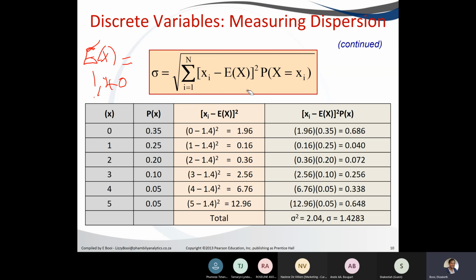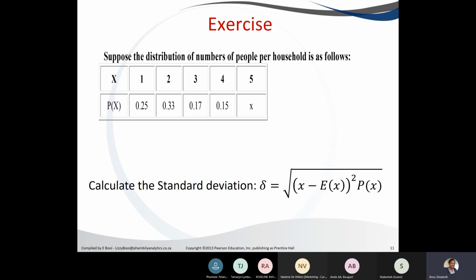Once you have all the answers, remember you are just doing what is underneath the square root, which is just the variance. We calculated the variance, which is 2.04. Once we have the variance, then we can take the square root of the variance, and that will give us the standard deviation. Any questions? If there are no questions, then you have an exercise.